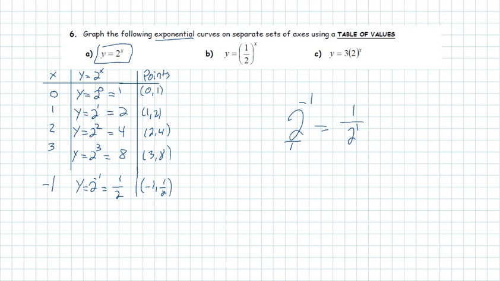I'm just going to do these points so you see how the ends of my graph are going to look. What if I have a negative 2? So y equals 2 to the power of negative 2. That's 1 over 2 to the power of 2, which is 1 over 4. So it's getting smaller and smaller. This is going to be a half, this is going to be a quarter.